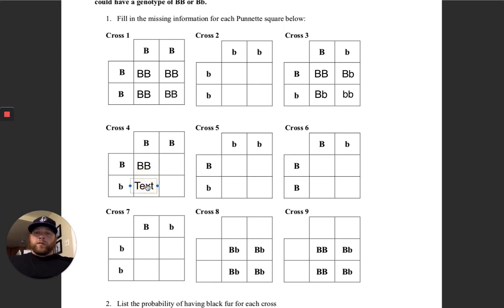Then if we go down in the column, we would get the dominant allele from this parent and the recessive allele from this parent. We go here, once again, we have the dominant allele from this parent and the dominant allele from this parent. And down here we get the dominant allele from this parent and the recessive allele here.